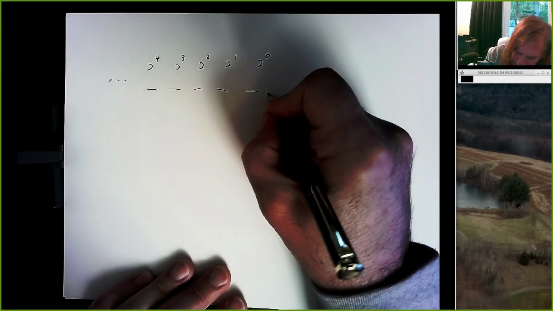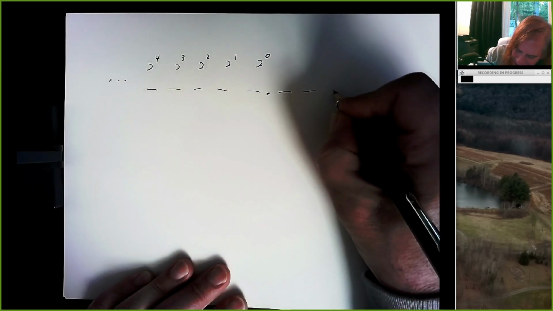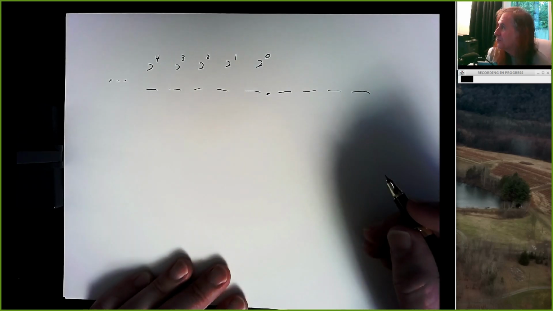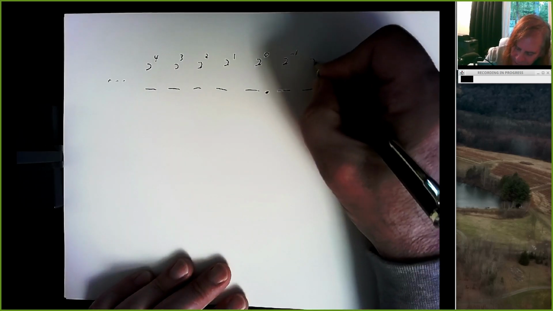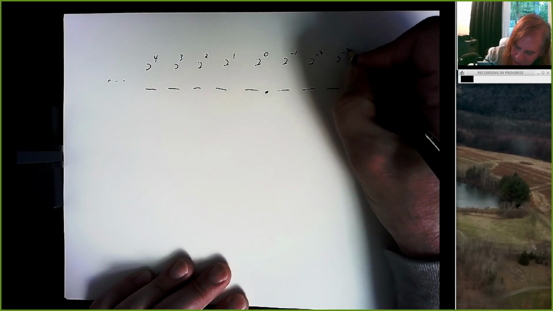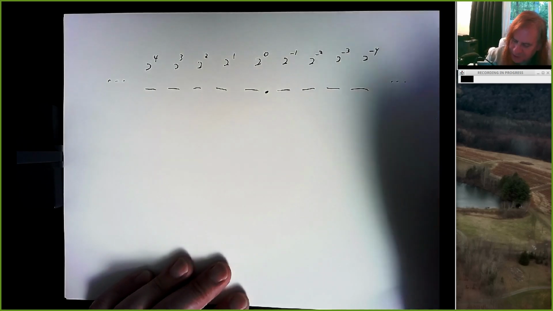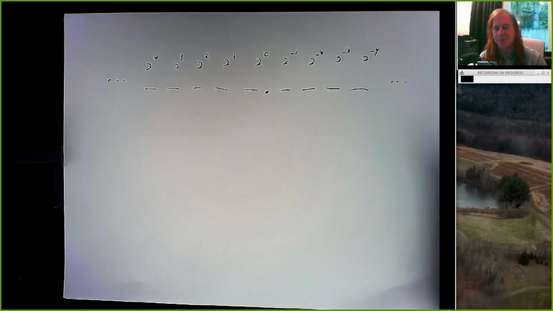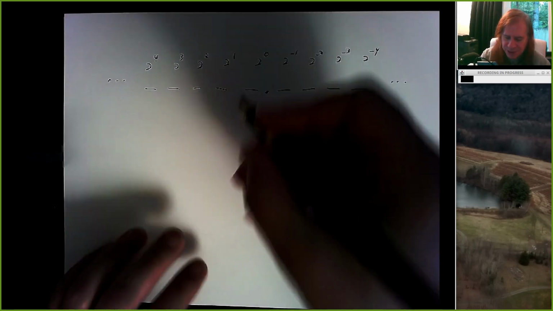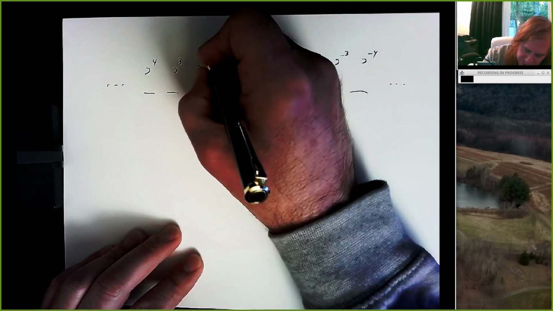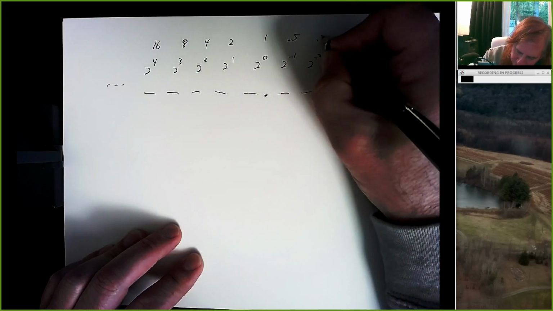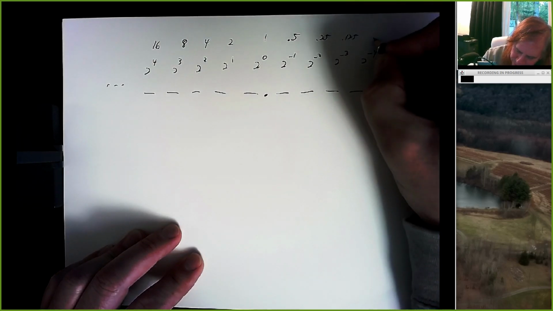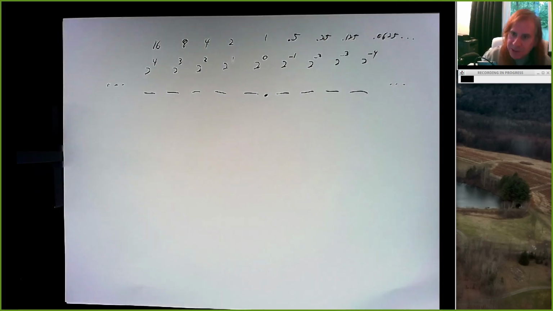But if we continue this on the other side of a decimal point, or what's technically called a radix point, this is the 2 to the minus 1's place. This is 2 to the minus 2, this is 2 to the minus 3, 2 to the minus 4, and so on. These represent negative powers of 2. Well, what's a negative power of 2? This is 1, 2, 4, 8, 16. This is 0.5, 0.25, 0.125, 0.0625, and so on.